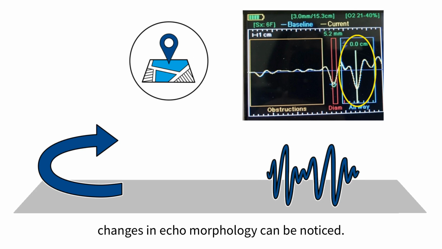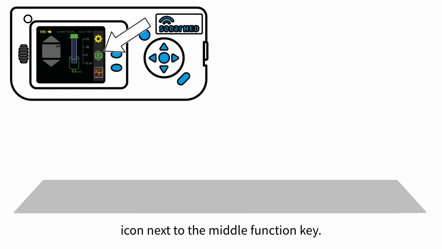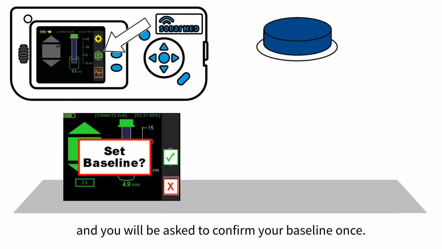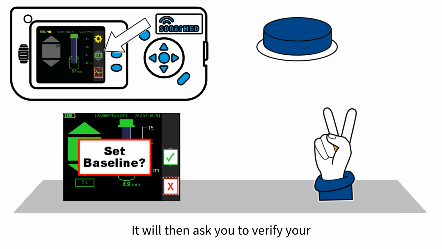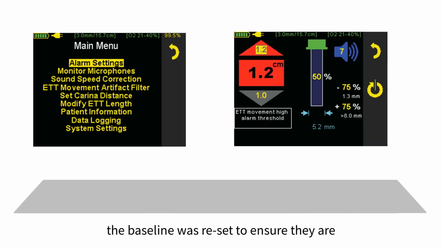By resetting baseline, you can keep the same location, but improve the baseline echo's shape so future changes in echo morphology can be noticed. On the main screen, there is a 0.0 icon next to the middle function key. You will then press that button and you will be asked to confirm your baseline once. It will then ask you to verify your baseline setting one more time. Your new baseline is now reset. You may want to consider rechecking your alarm parameters for movement now that the baseline was reset to ensure they are meaningful and appropriate.